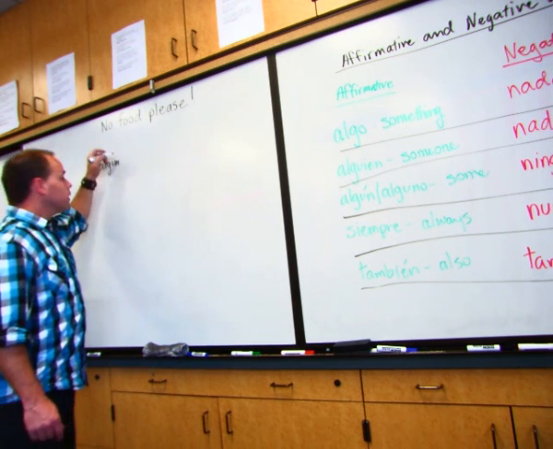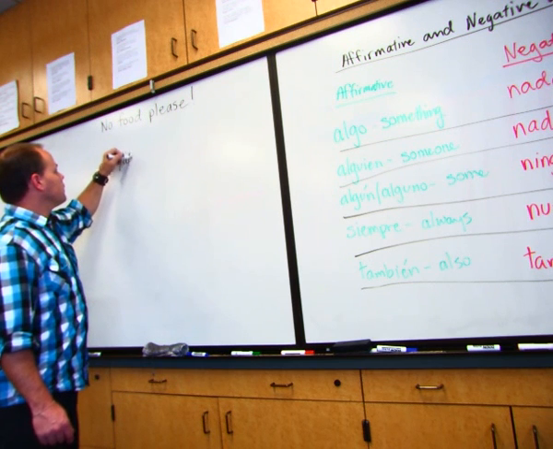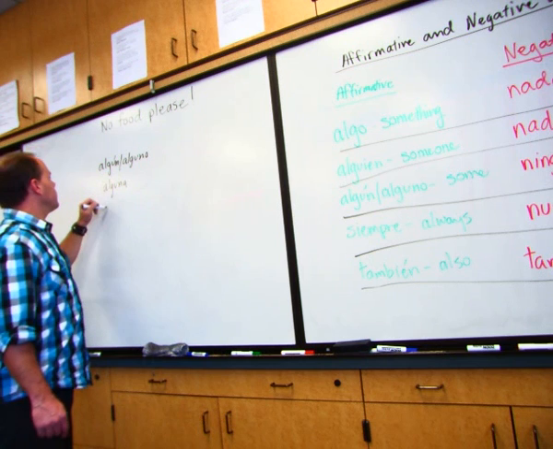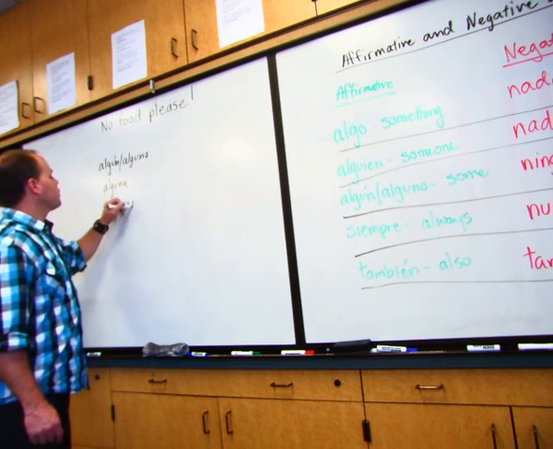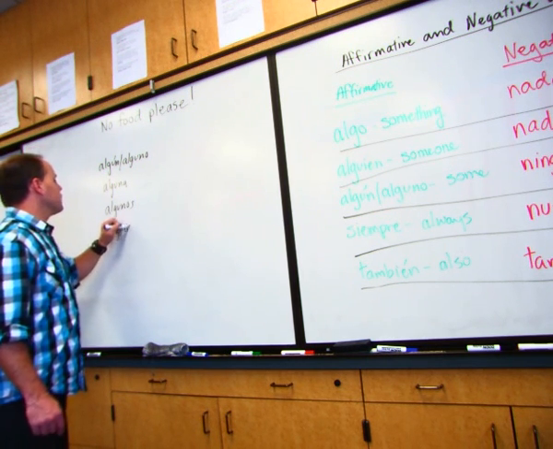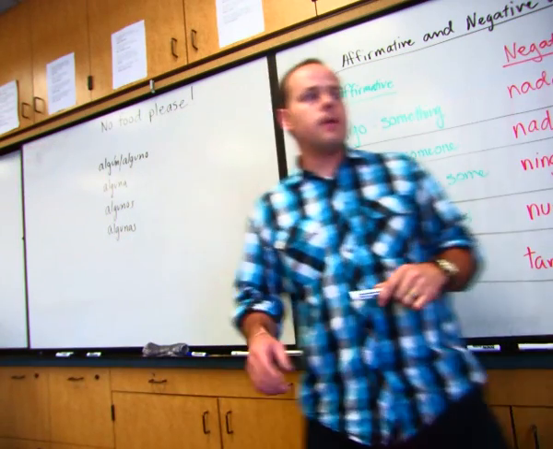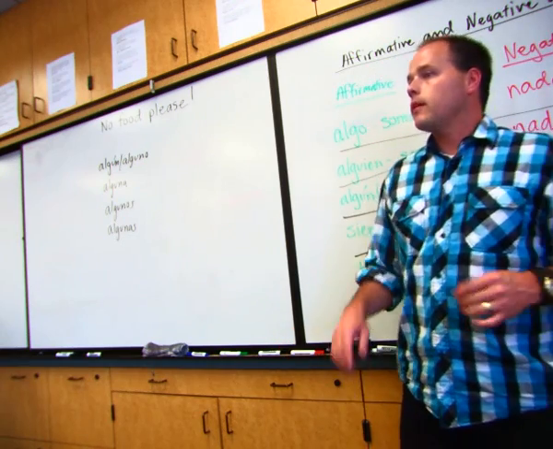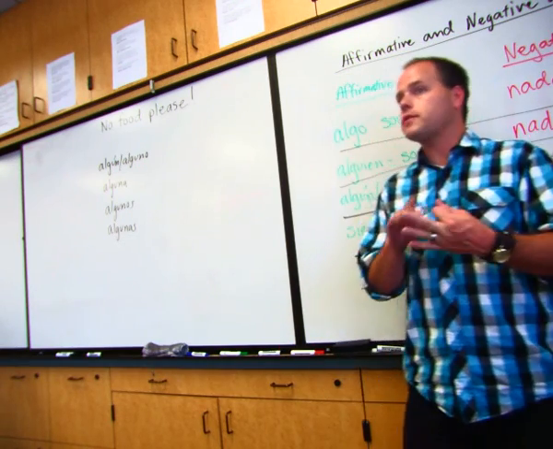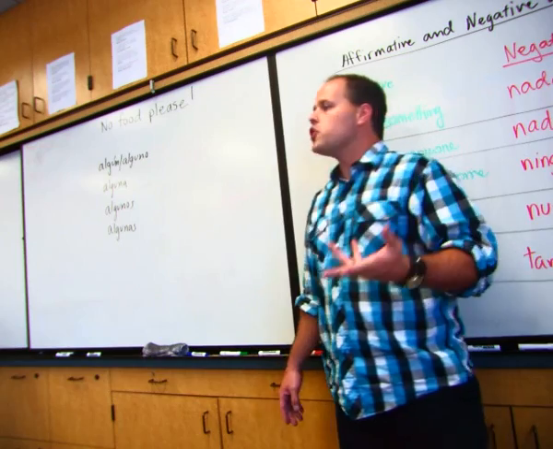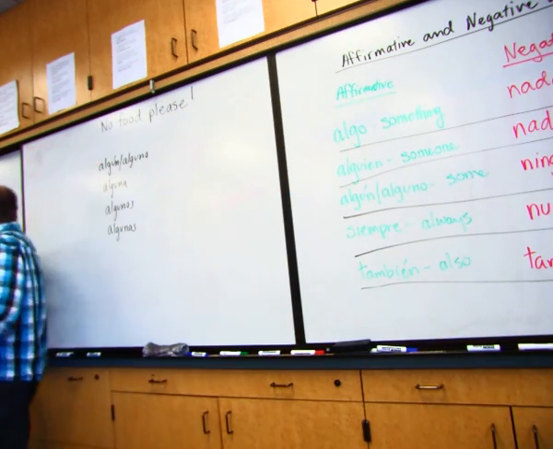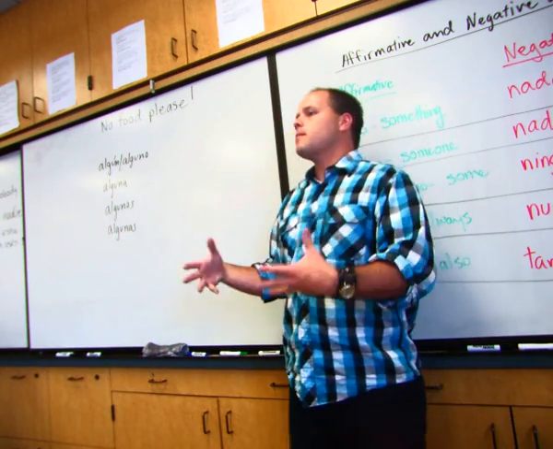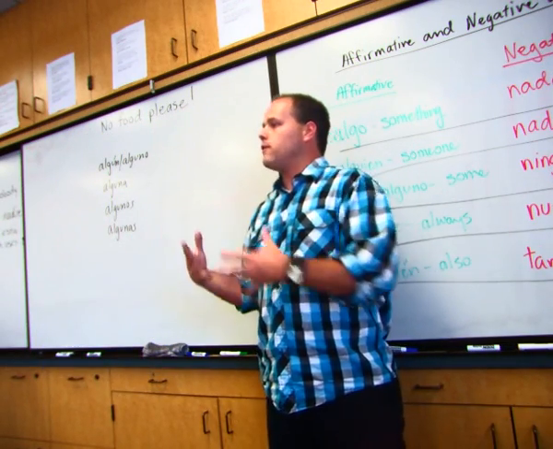Algún and alguno. Alguna. Algunos. Algunas. What can you automatically tell me about that? How are they separated? Alguno, alguna, algunos, algunas. Number and gender. Adjective agreement. Now, the reason why is because this is a word that needs something to complement it, something to give it more meaning.